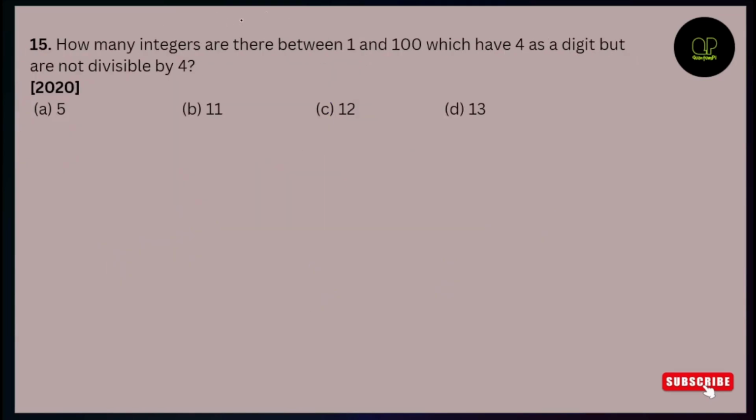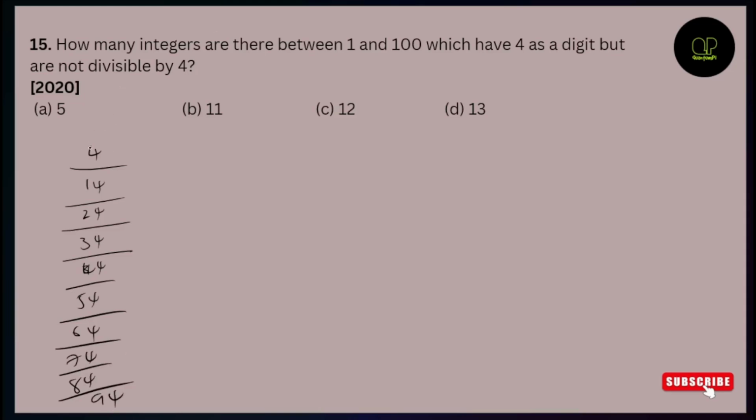How many integers are there between 1 and 100 which have 4 as a digit but are not divisible by 4? Let's check between 1 and 100. So 4 as a digit but not divisible by 4. In 1 to 10 you only have 4. Next you'll have 14, 24, 34, 44, 54, 64, 74, 84, 94, right? So which are not divisible by 4? This is divisible, this is divisible. So these are all divisible by 4. So these are not divisible.